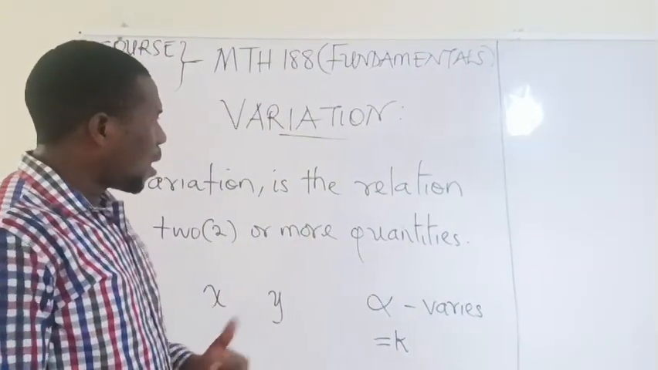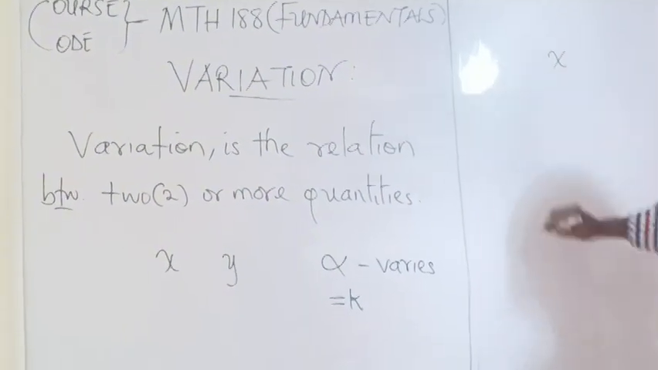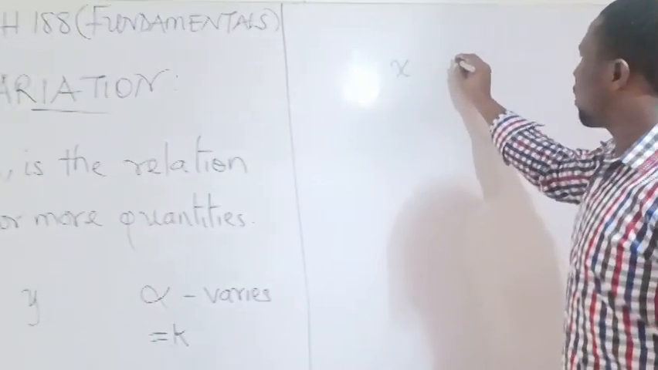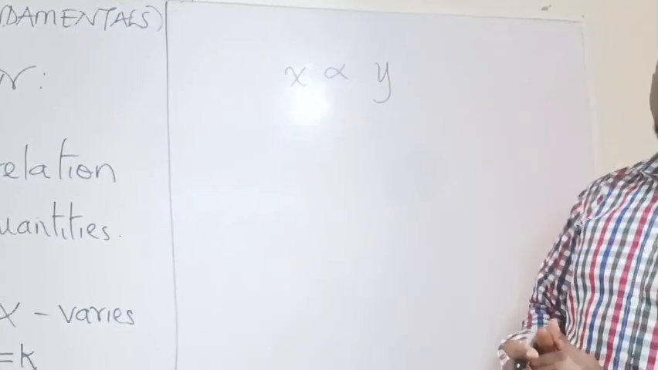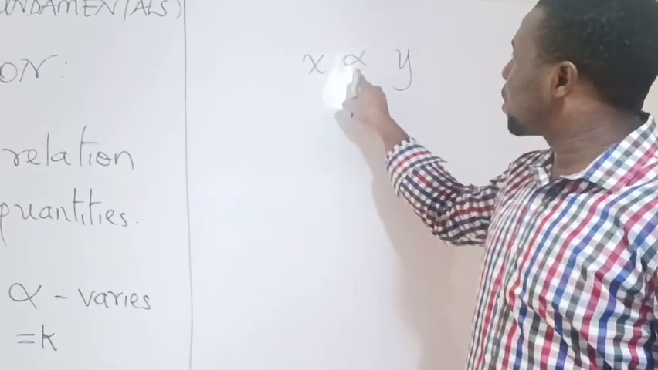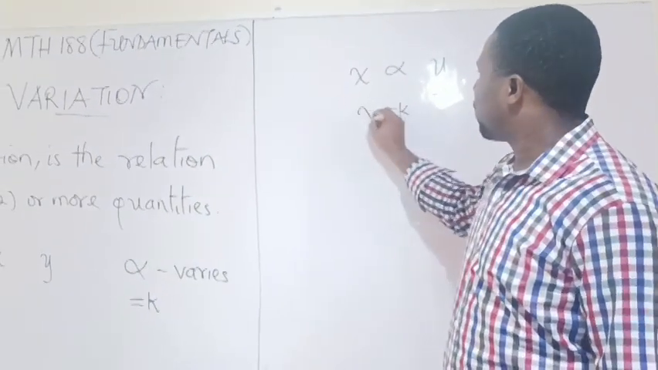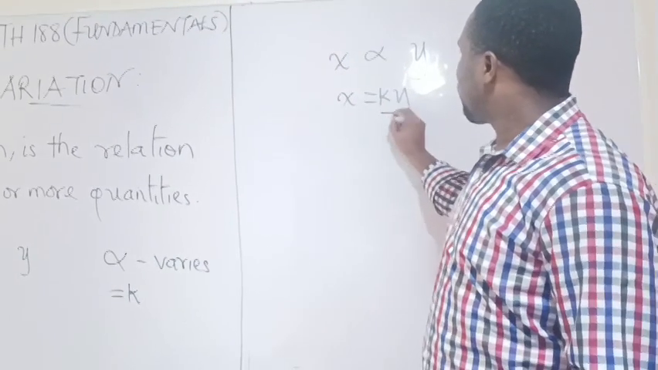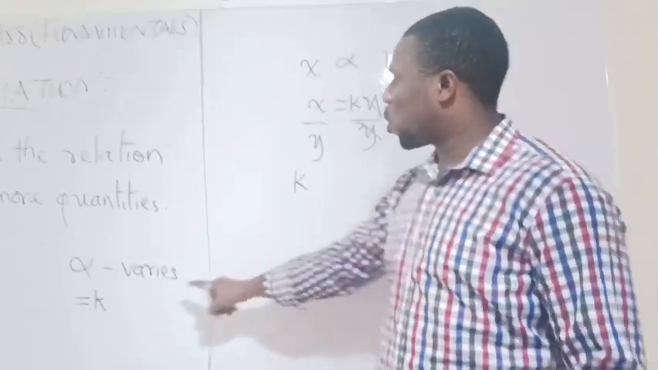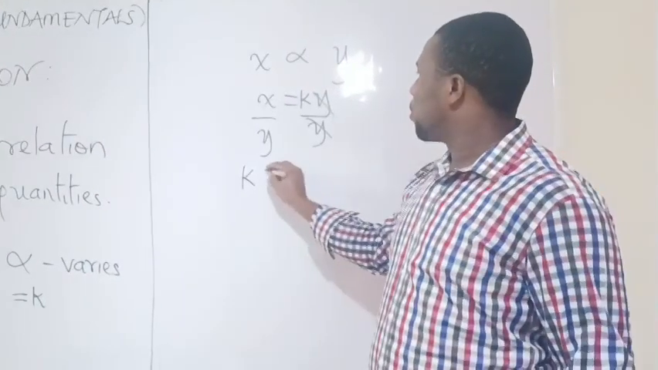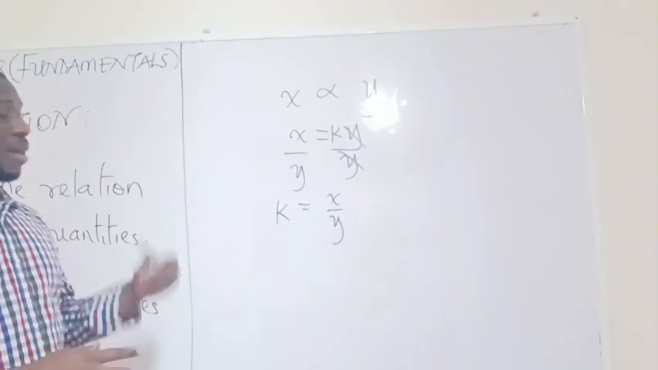So let's take an example. Let's say quantity X varies directly to quantity Y. This is direct variation. I could simply replace this vary sign with an equal to and a constant. Then I have an X here and a Y here. And if I divide both sides by Y, this K, which we call the constant of proportionality, becomes the ratio of X to Y. That is if this is a direct variation.